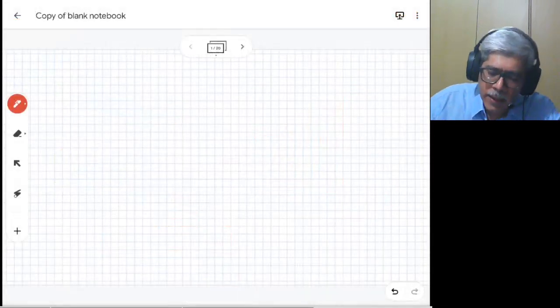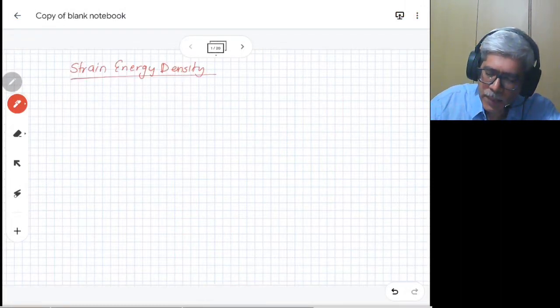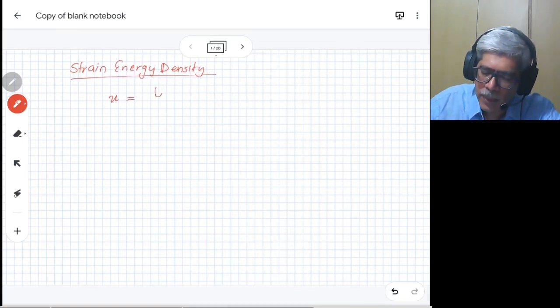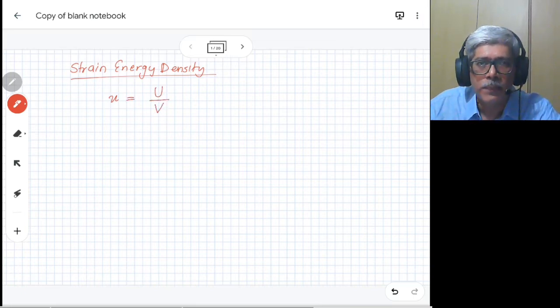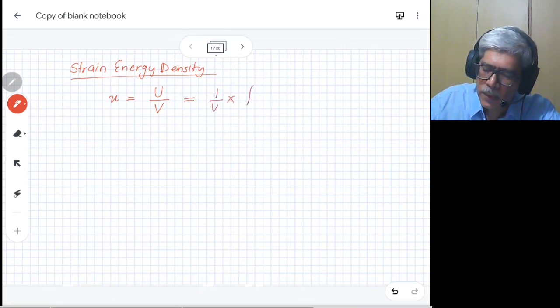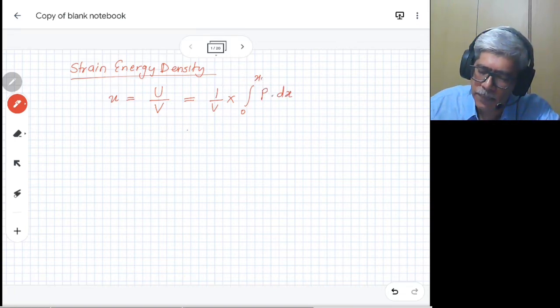The strain energy density is defined as the strain energy per unit volume, which is denoted by small u. It will be nothing but the capital U divided by the volume of the body. In the previous slide, we have seen the expression for the strain energy. So it will be 1 by V into integral 0 to x1 P times dx. That is what would be the expression for strain energy density.